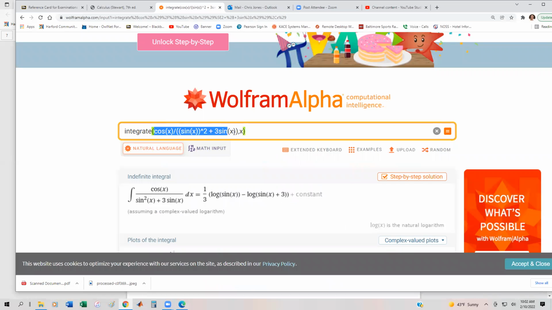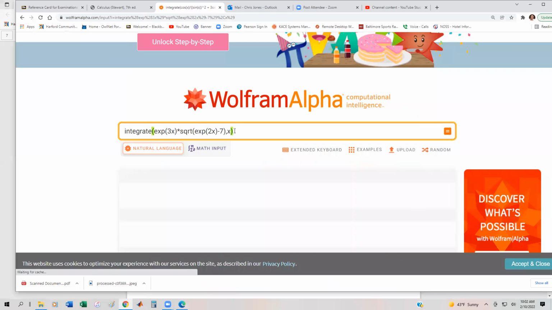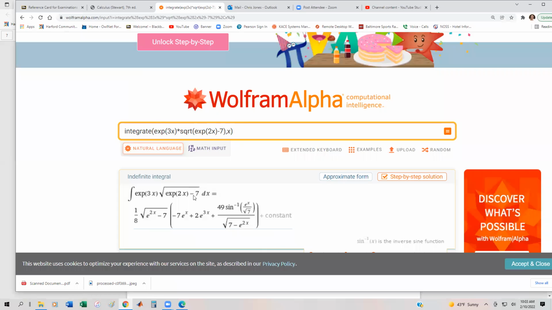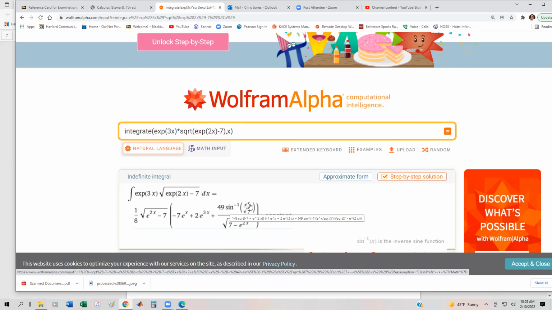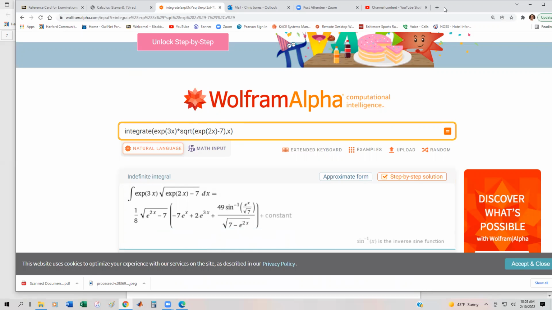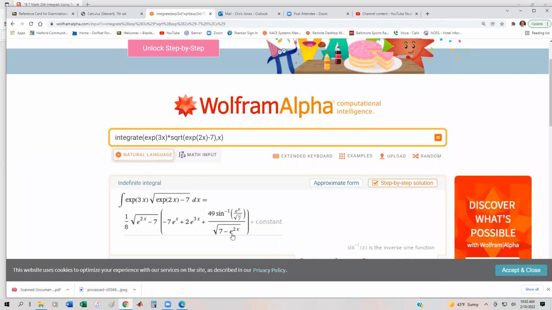So we're going to have our exp of 3x times square root of exp 2x minus 7, close the exp, and that should be it. So let's see what we get, if it does it at all. And so it gives us this representation. We have an arcsine in there, but it doesn't give us the natural log anywhere for this. So it looks like it went through and did some factoring.